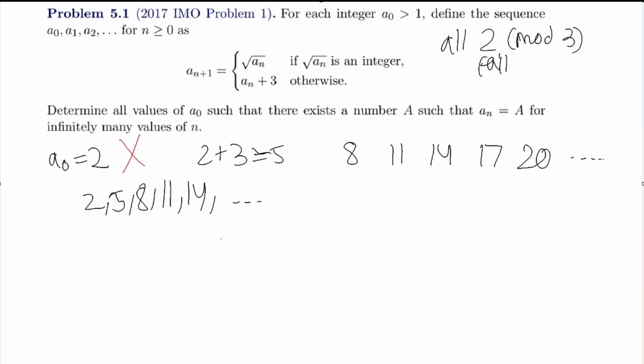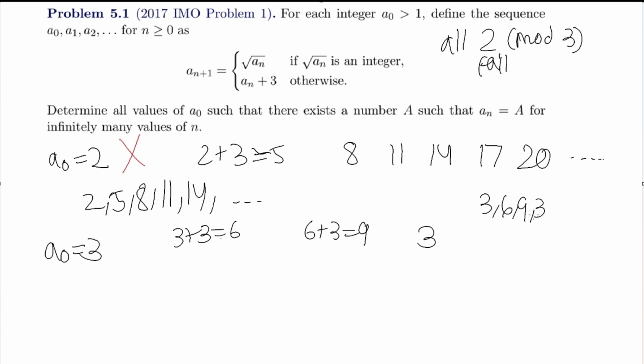Okay, so what else can we do? Well, for one, we have a0 equals 3, which is next. Then 3 plus 3 equals 6. 6 plus 3 equals 9. 9 plus 3 is, oh wait, 9 is a perfect square. So we get back to 3. So our process begins to look like 3, 6, 9, 3, 6, 9, so on and so forth. And therefore we get stuck in a cycle. So a0 equals 3 works.